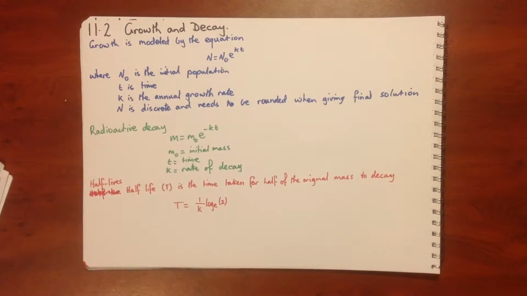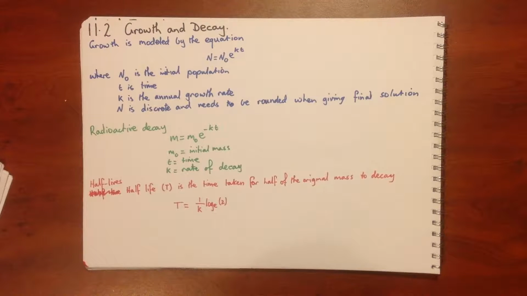In this tutorial we're looking at section 11.2 on growth and decay. So growth is modelled by the equation N equals N naught e to the kt, where N naught is the initial population, t is the time, k is the annual growth rate. N is discrete and needs to be rounded when giving the final solution, because we're usually talking about populations. We can't have half a person, so we need to round off accordingly.